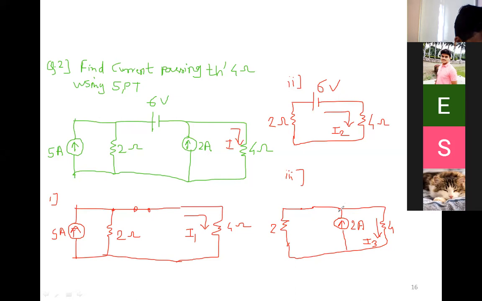So I have already given all the hints. Only the calculation part is there. You can do it and tell me the answers of I1, I2, I3, as well as the final answer of I, in the next lecture.